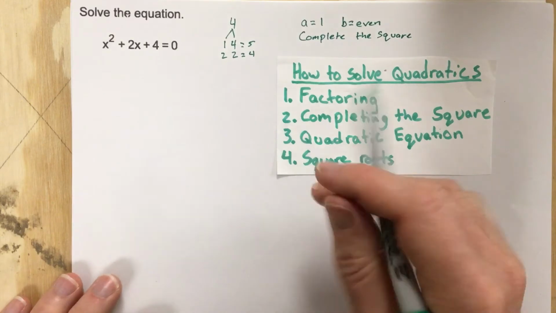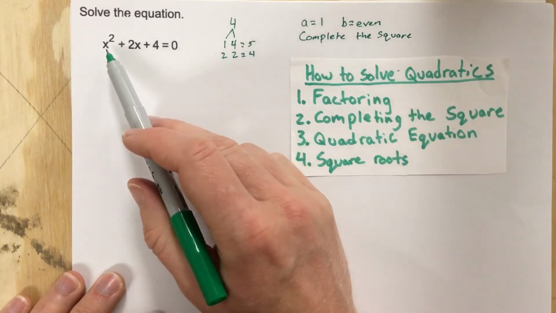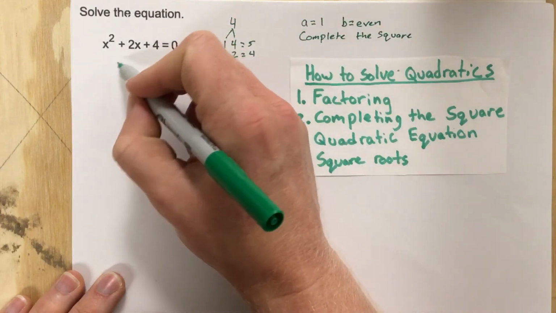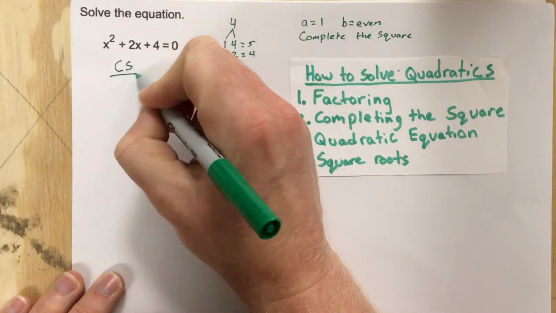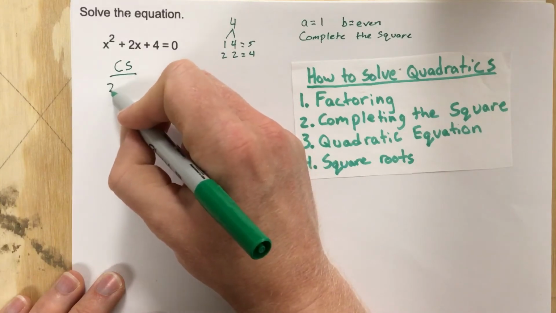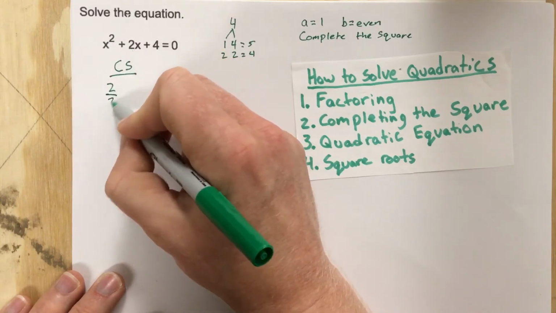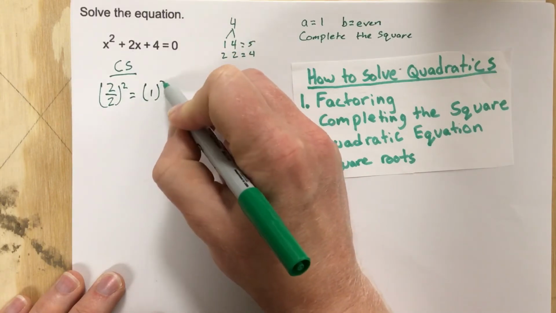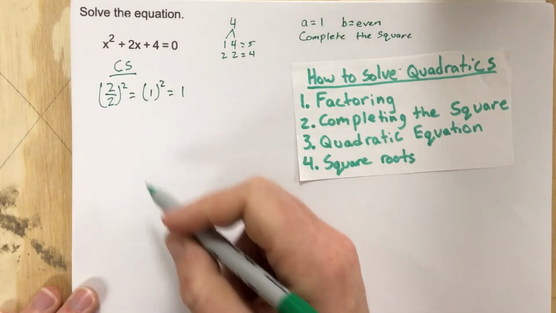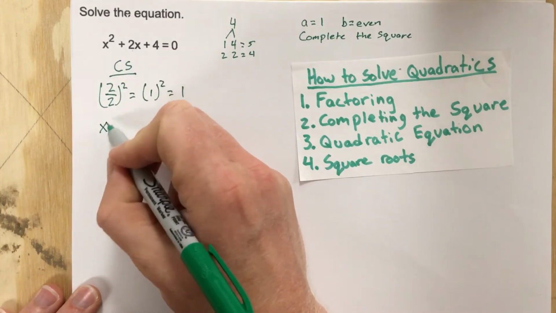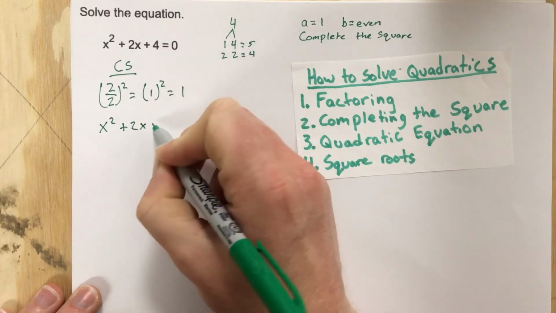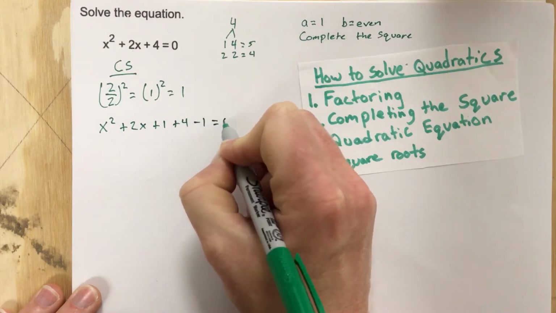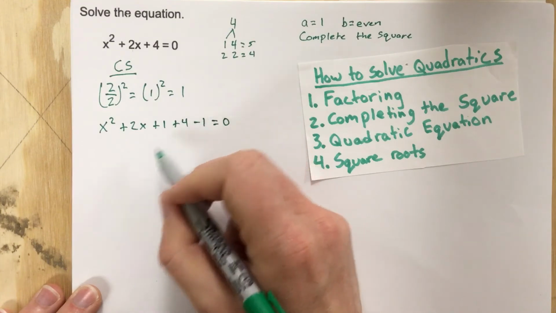So if we're going to complete the square for this problem, because we have a being 1 and b is even, we start by, and I'm just going to say CS for complete the square, taking 2, the middle term, divided by 2, and square it, which is 1 squared, which is 1. And now we're going to add the 1 in, so we get x squared plus 2x plus 1 plus 4 minus 1 equals 0. So we just added in the 1 and we subtracted the 1, so it didn't change anything.